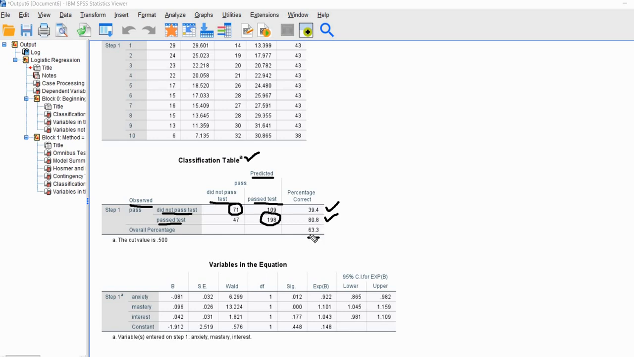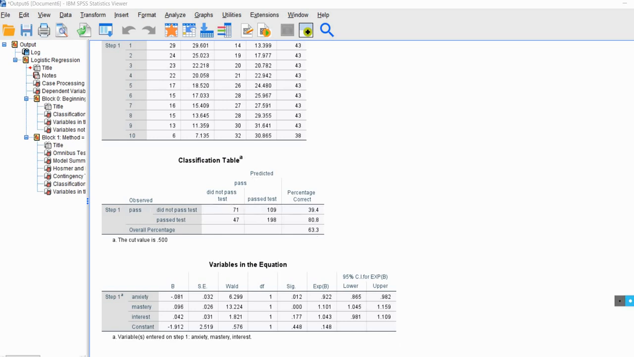And down here we have the overall classification accuracy of 63.3%. So you can see right here that overall the model's not doing a very good job in terms of predicting the outcome. And what we see is that the model does a better job of predicting who will pass the test than it does in terms of predicting those individuals who did not pass the test.